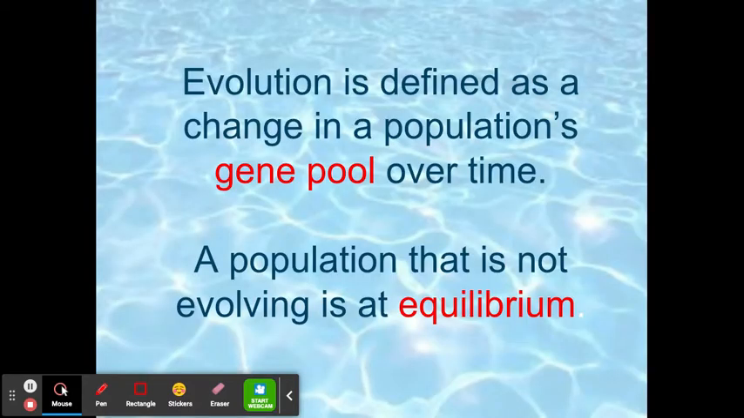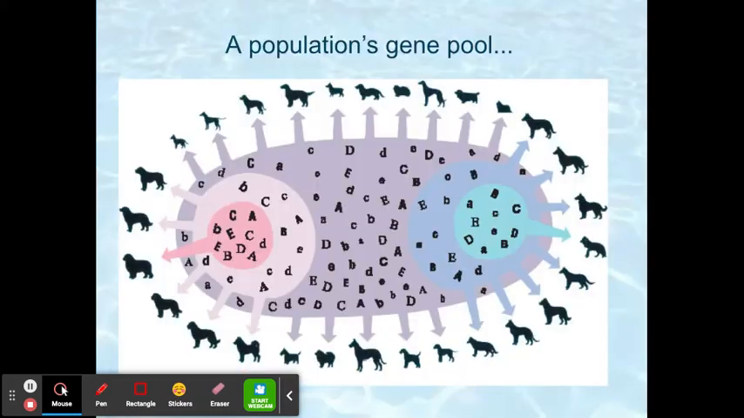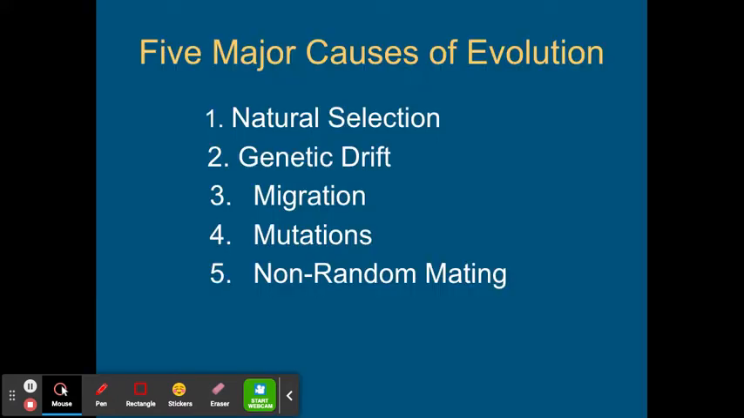All right, evolution is defined as a change in a population's gene pool over time. A population that is not evolving is at equilibrium. So a gene pool, this goes back to genetics, one of our favorite units. A gene pool is all of the different variations of phenotypes in that population. If we look here, these are all different types of dogs. Dogs are the same species, but there are many different variations of it.